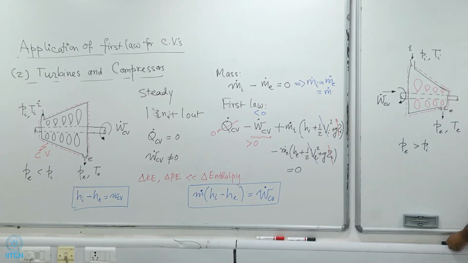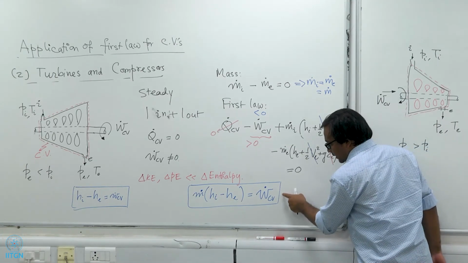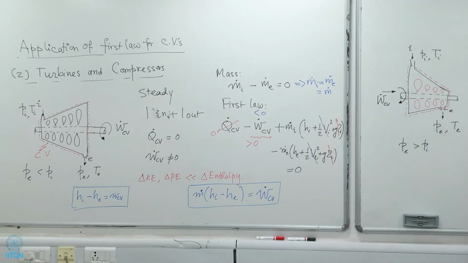So, I can understand that the same relation remains valid, although the signs are now interchanged. For a compressor I will write m dot times (h_e minus h_i) is equal to minus W dot_CV. I should probably write a minus sign here. Yes, the same law will be valid. This is for a compressor.